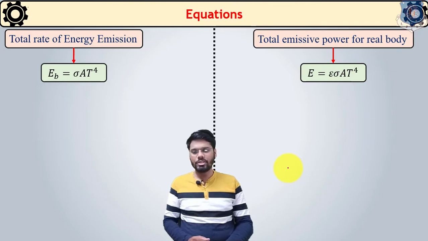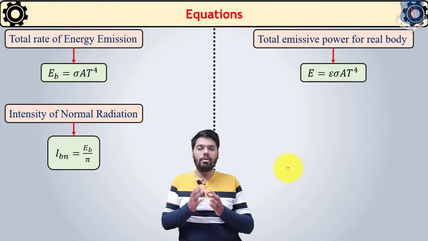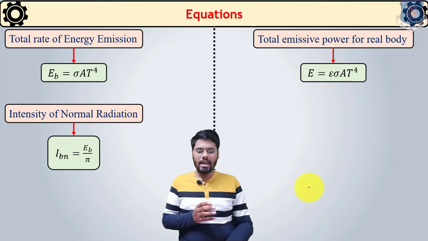The next equation is for the intensity. This equation shows the relation between intensity and the black body emissive power: I_BN is equal to E_B divided by pi.